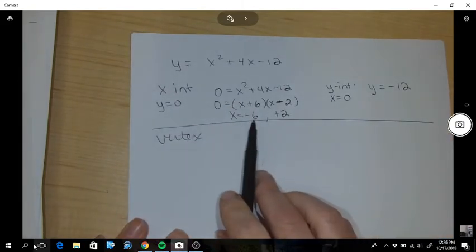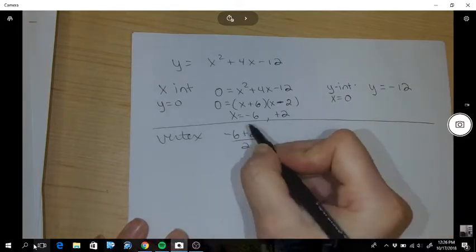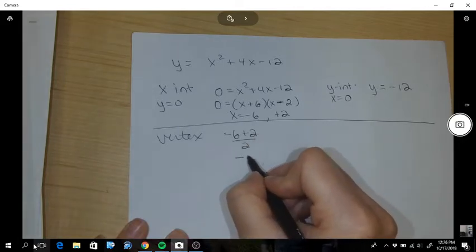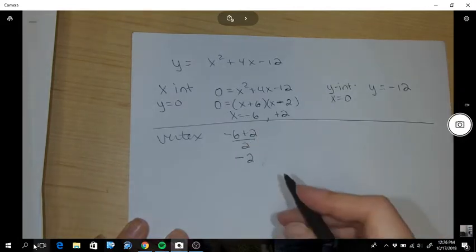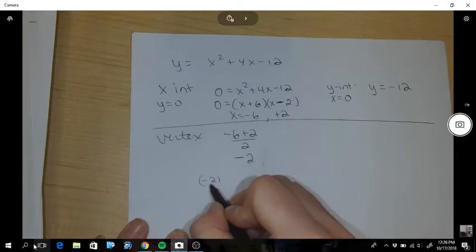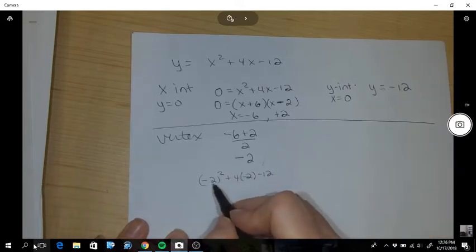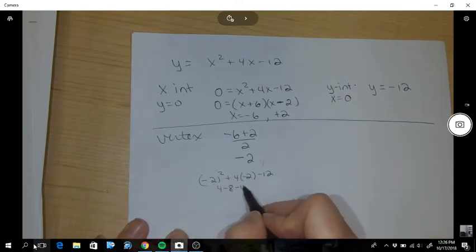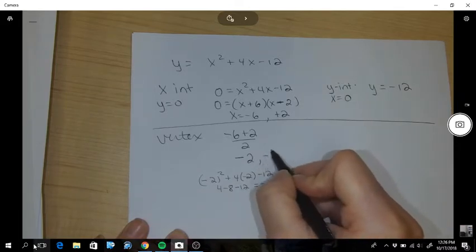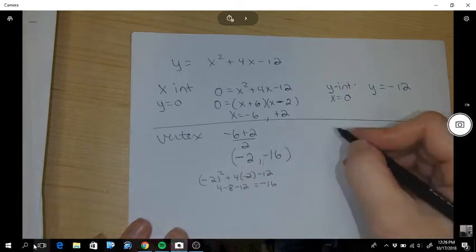Okay, so halfway between -6 and +2. That would be -4 divided by 2, which is -2. I'm going to plug that value in. So -2 squared plus 4 times -2 minus 12. So 4 minus 8 minus 12 is -16. So that's my vertex.